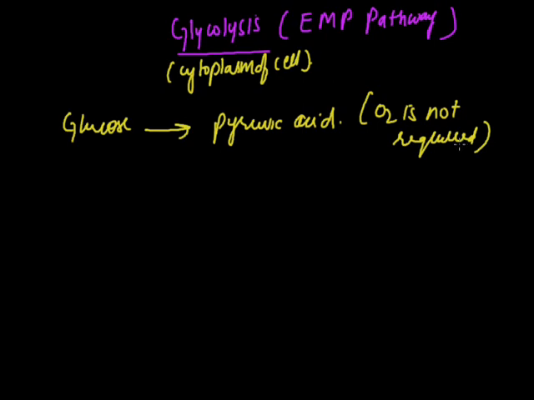Okay children, now we'll show all these 3 steps in the form of a chart also. Now let me tell you something about the second step. The second step is called the Krebs cycle. The site of the Krebs cycle is the mitochondria. It occurs in the mitochondria of the cell.